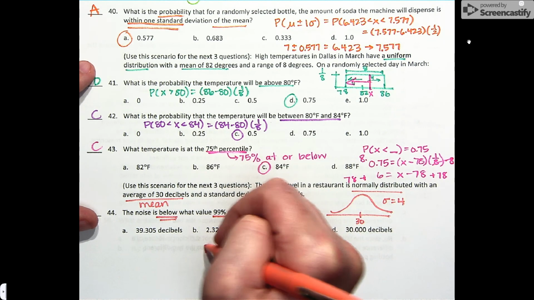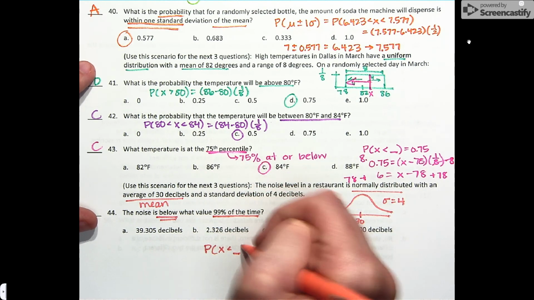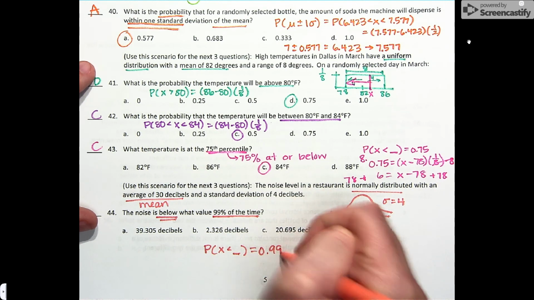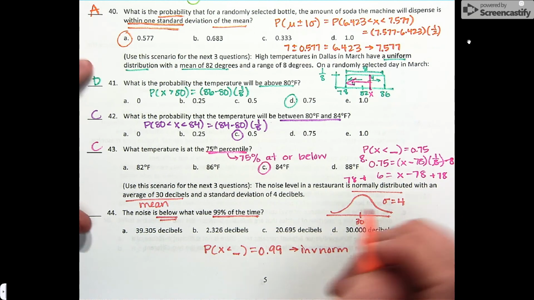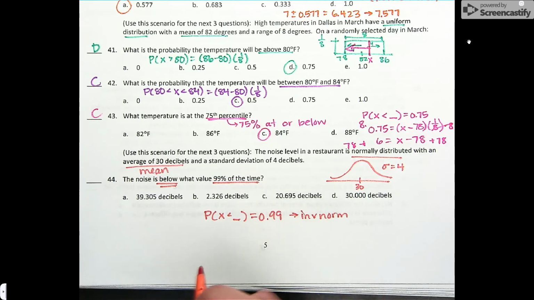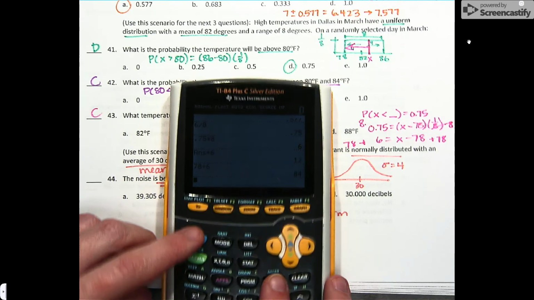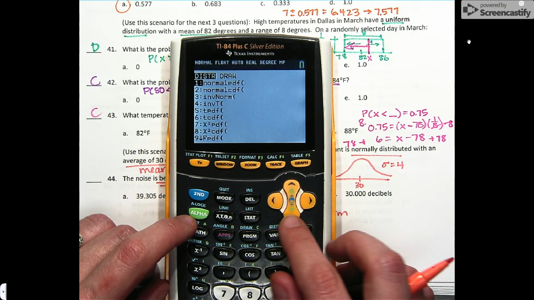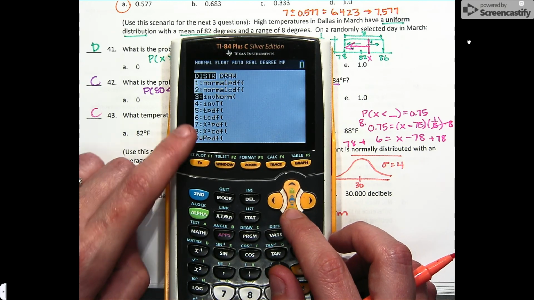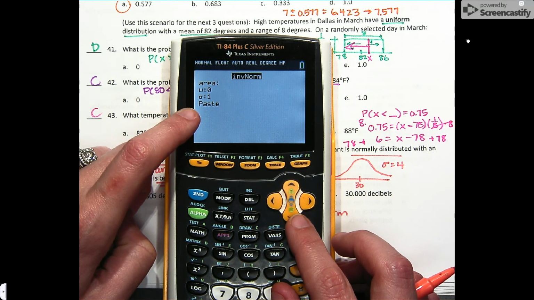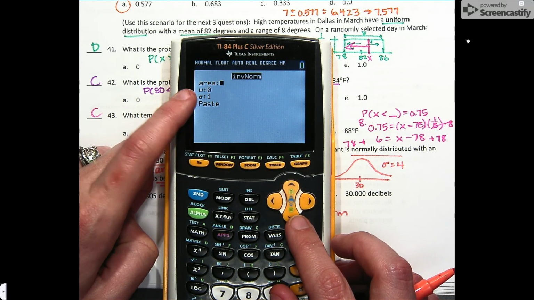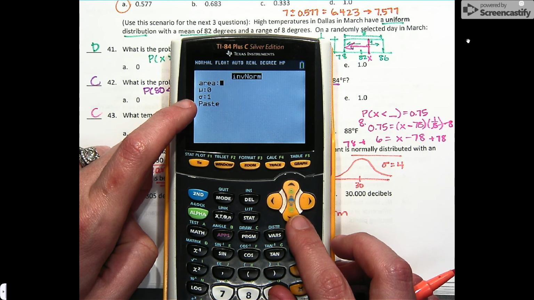So I know that I want the probability that x is less than something is 0.99. And that's when we use something called inverse norm. So remember, to get to inverse norm, it's the same menu as normal CDF. We're going to do second distribution, but instead of hitting number 2, we hit number 3. Once again, my calculator asks me, what's the area, what's the mean, what's the standard deviation? But your calculator may not.